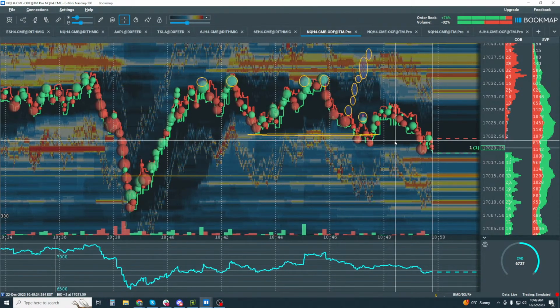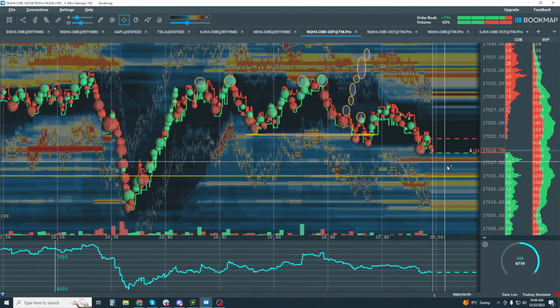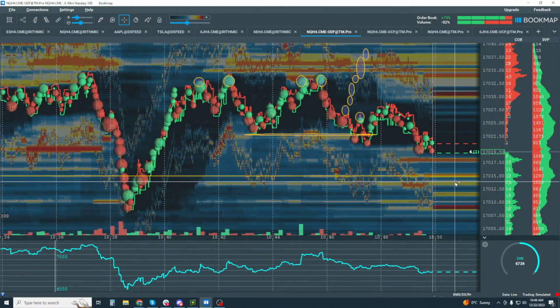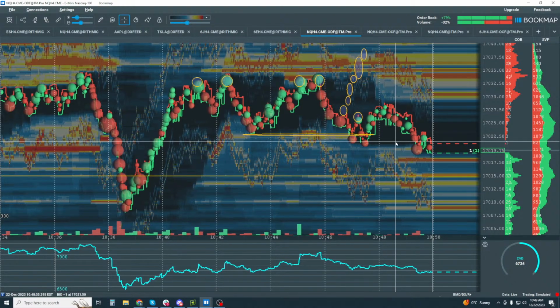Okay, so this one's pretty tricky here. In fact, we might get a ton of sellers come in here and move that market lower here. Okay, but we will wait and see here.